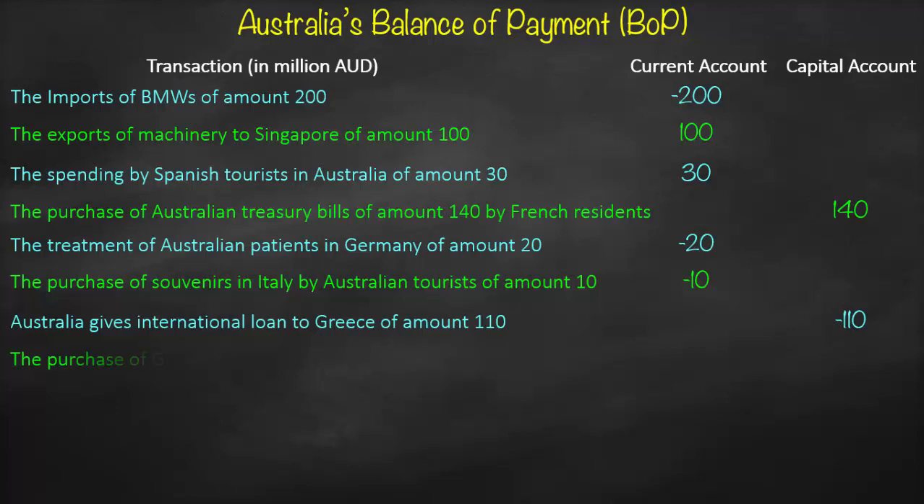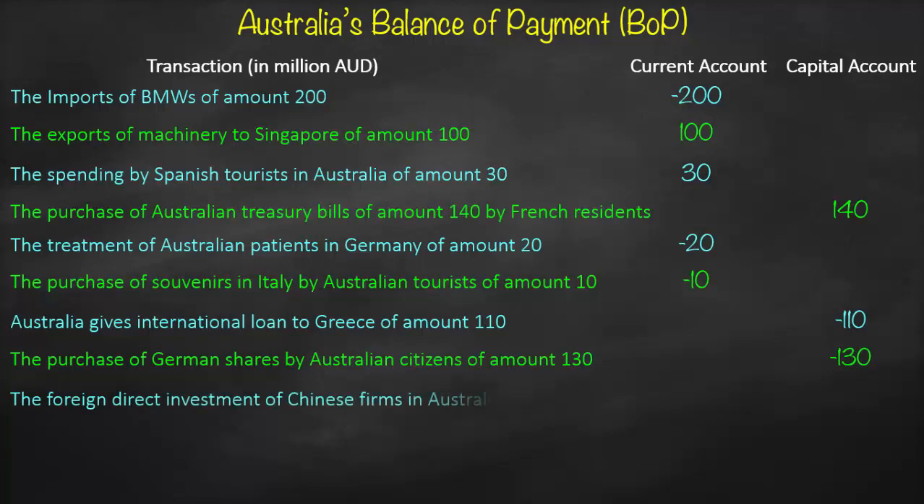Next transaction. The purchase of German shares by Australian citizens of amount 130. So Australians would like to buy some German shares on the Frankfurt Stock Exchange. Therefore, once Australians buy the shares, one day in the future they will sell the shares. Therefore, it's a two-way transaction. It will be reported under capital account. Here, Australians will buy the shares. It means that Australians will pay the money. Therefore, it will be a cash outflow. It will be a negative cash flow. Therefore, we will write negative 130 under capital account.